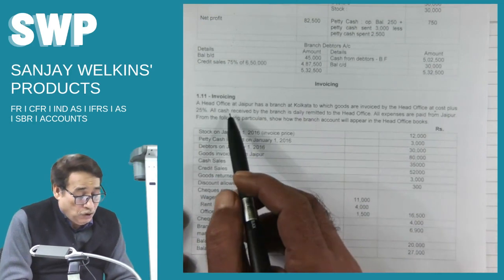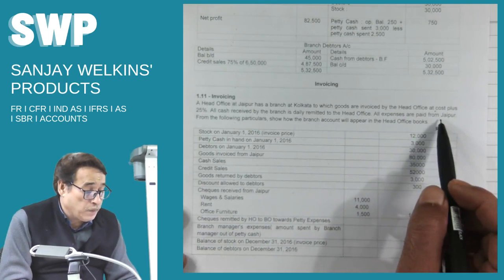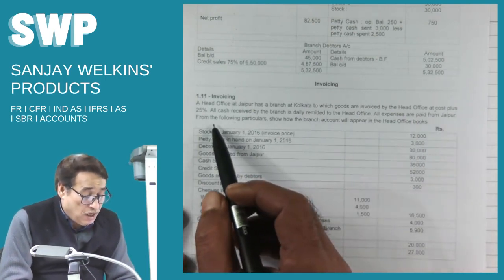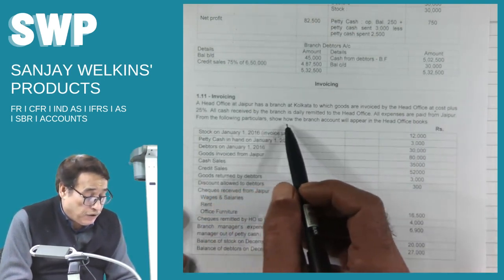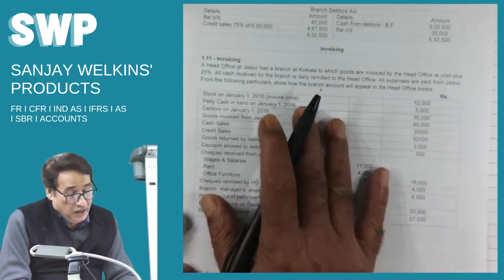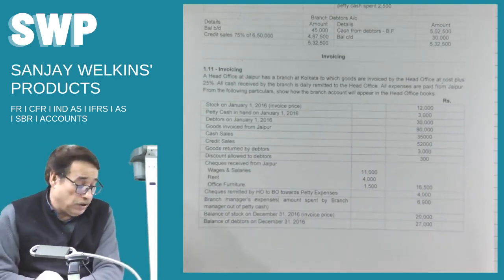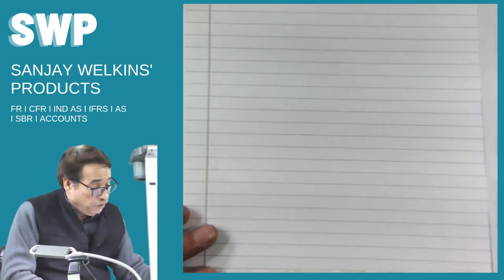Further, it is given all cash received by the branch is daily remitted to the head office. All expenses are paid from Jaipur. From the following particulars, show how the branch account will appear in the head office books. And items have been given to you. Now, before we attempt this question, let me draw the formations.